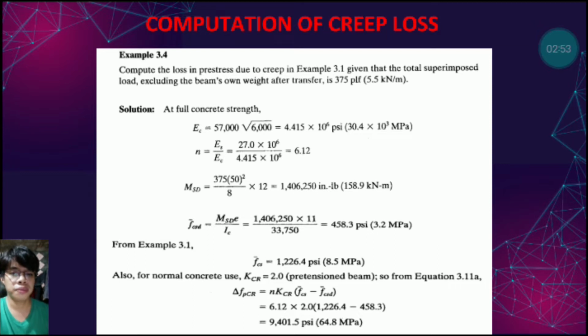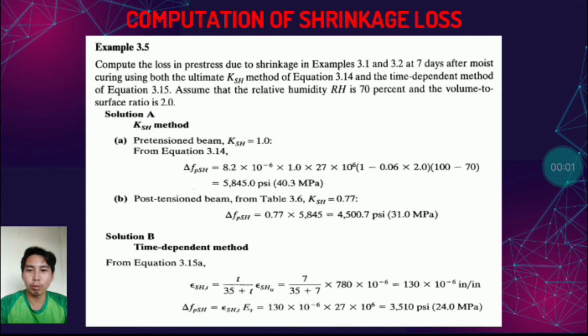From the first problem, f_cs is the same as f_cs bar. Therefore, f_cs bar is 1226.4 psi. And since our beam is pre-tensioned and normal concrete, our K_cr value is 2.0. Putting those values into our loss in prestress due to creep equation, our final answer will be 9,401.5 psi.